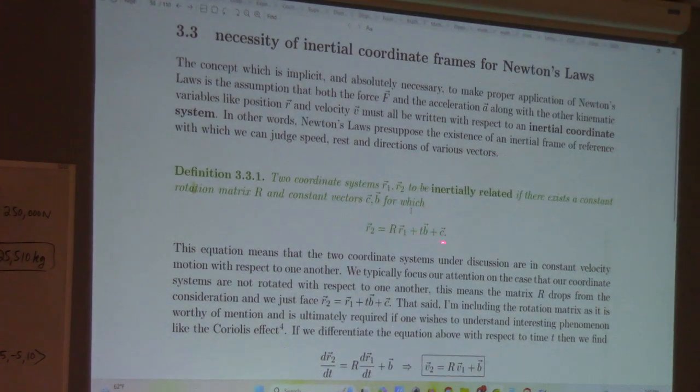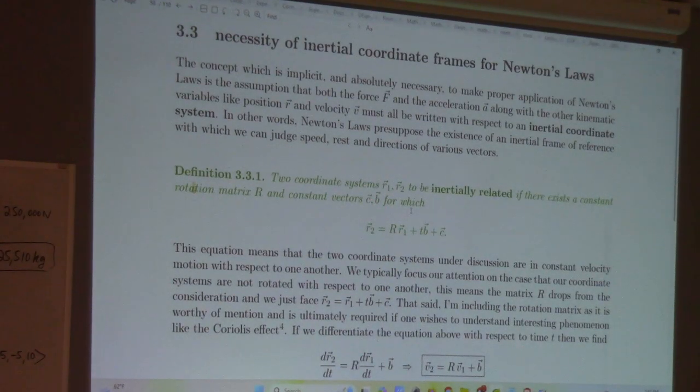Now this tB plus C basically allows the origins of the two coordinate systems to be related with respect to one another by constant velocity motion. See, that's what this part of the formula is basically saying. The origins of the two coordinate systems are related to each other by constant velocity motions. That's what's contained in that mathematics. R is a fixed matrix.